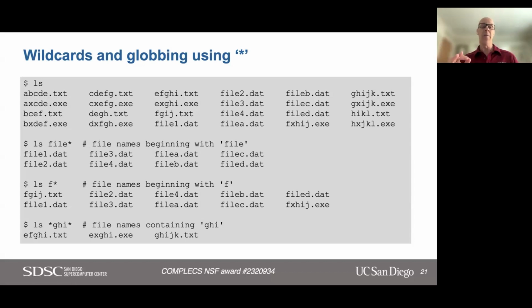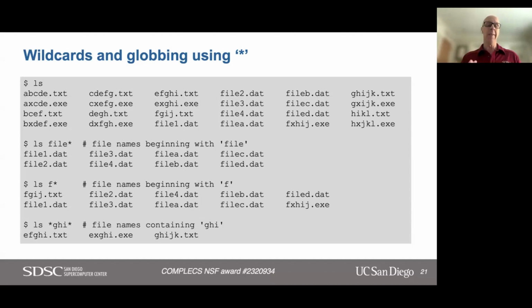Now let's say I just wanted to list files that begin with the letter F. Here I could do ls f star, and I'll see fgij.txt, file1.dat, and so on. And then let's say we want to look at all of the files where the file name contains the string ghi. Here I could do ls asterisk ghi asterisk. So this is going to be really convenient when you're working with large numbers of files. You want to filter them. Let's say you want to sort them into different directories, maybe based on timestamps or prefixes or so on. This gives you a lot of power.